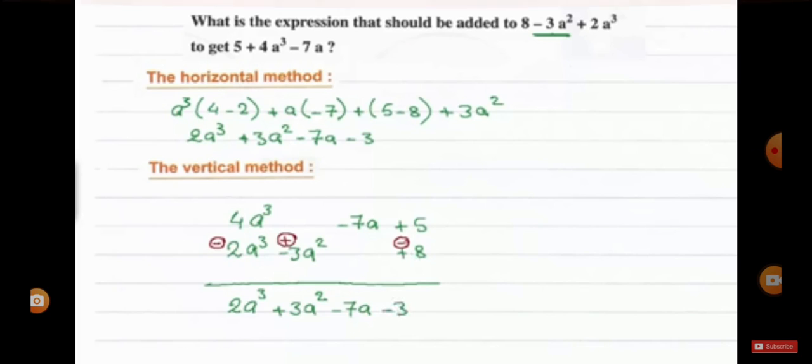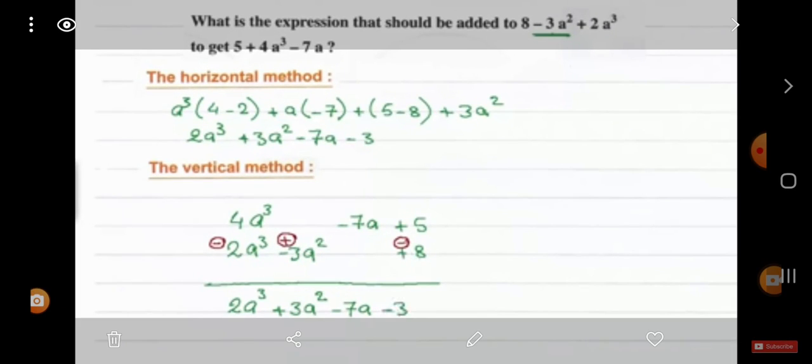This is for the second expression. And as we see, the first expression doesn't have a term in a, so I don't put anything. It's just −7. Plus positive 5 and 8, I change the sign to the opposite. Then 5 − 8. Then a², I have only one coefficient, −3. Then I change it to the opposite sign, positive 3. Then I get (4 − 2)a³ + 3a² − 7a − 3, which is 2a³ + 3a² − 7a − 3.